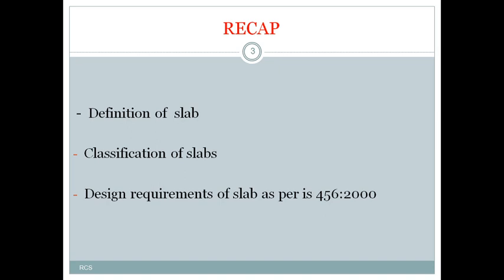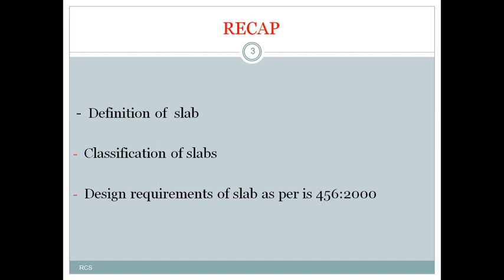If the longer span is Ly and the shorter span is Lx, and Ly by Lx is greater than 2, then that slab is categorized as a one-way slab. What is the basic difference between one-way and two-way slabs? In a one-way slab, the main reinforcement is provided in the shorter direction, that is only one direction, and in the two-way slab, reinforcement is provided in both directions. We can treat both the shorter direction and the longer direction reinforcement as main reinforcement.